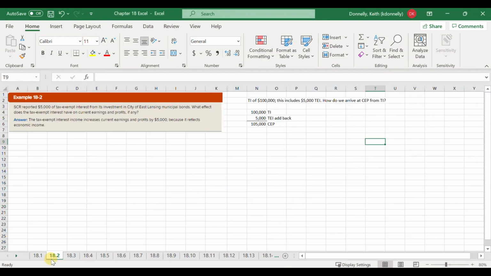So let's look at 18.2 here. We have taxable income of $100,000. This includes $5,000 of tax-exempt income. How would we arrive at CE&P? This is pretty simple. We have $100,000, of which we excluded $5,000 of muni bond income. To get to CE&P, we have to add it back, giving us $105,000.